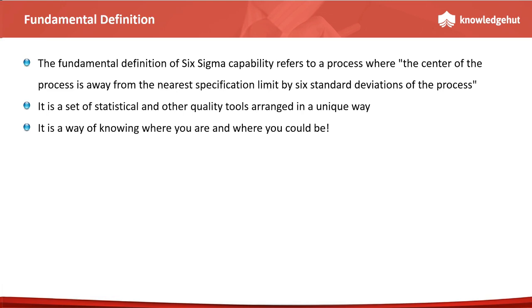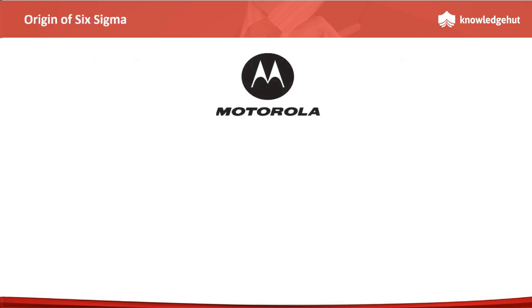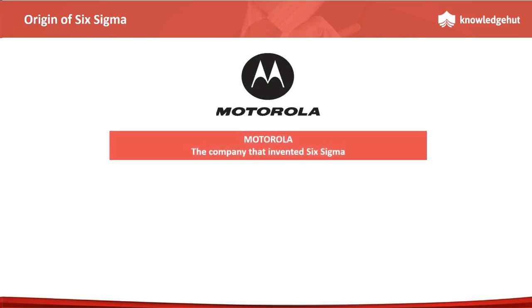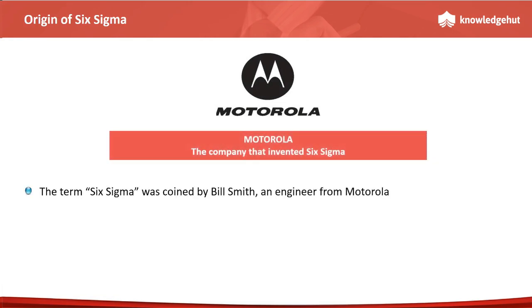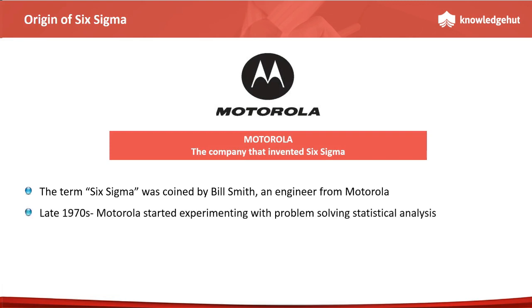So that's what Six Sigma focuses on. It focuses a lot on reducing the variation. Origin of Six Sigma: this was coined by Bill Smith, who was an engineer at Motorola, as we discussed. It started in the late 1970s, when Motorola started experimenting with problem solving using statistical analysis, and it took many years for Motorola to officially launch this program. Not a full 17 years, because Motorola started experimenting in the late 1970s, not the early 1970s.